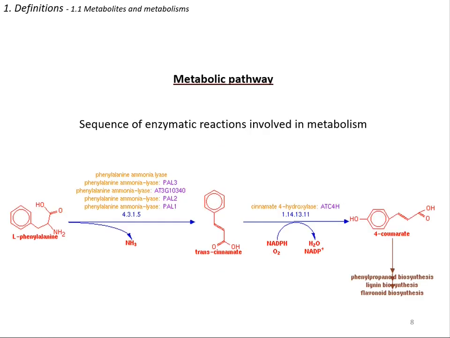Then comes the metabolic pathway. Well, it's a sequence of enzymatic reactions involved in metabolism. So here you have a linear pathway with a substrate on the left and a product on the right, and every step of transformation is catalyzed by a particular set of enzymes. Sometimes it's only one, sometimes you can have different enzymes producing the same reaction. Those enzymes, of course, are proteins encoded by genes.